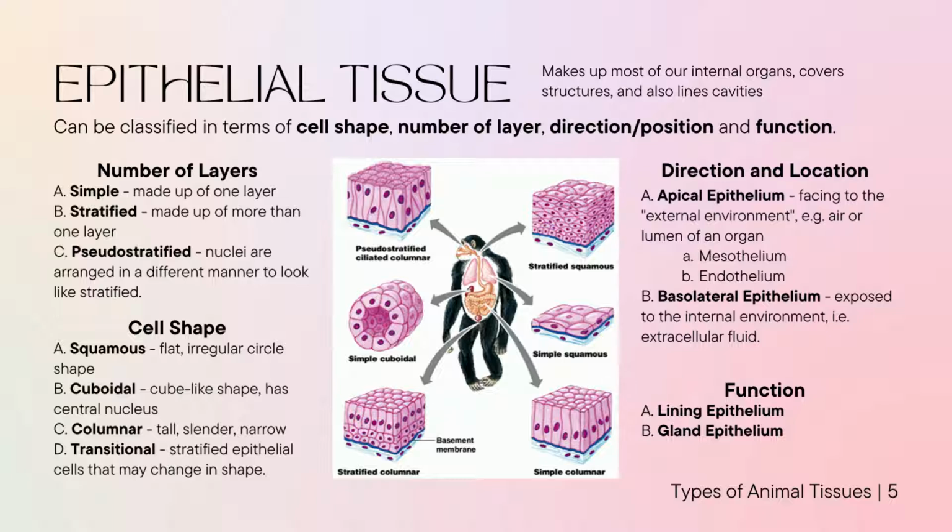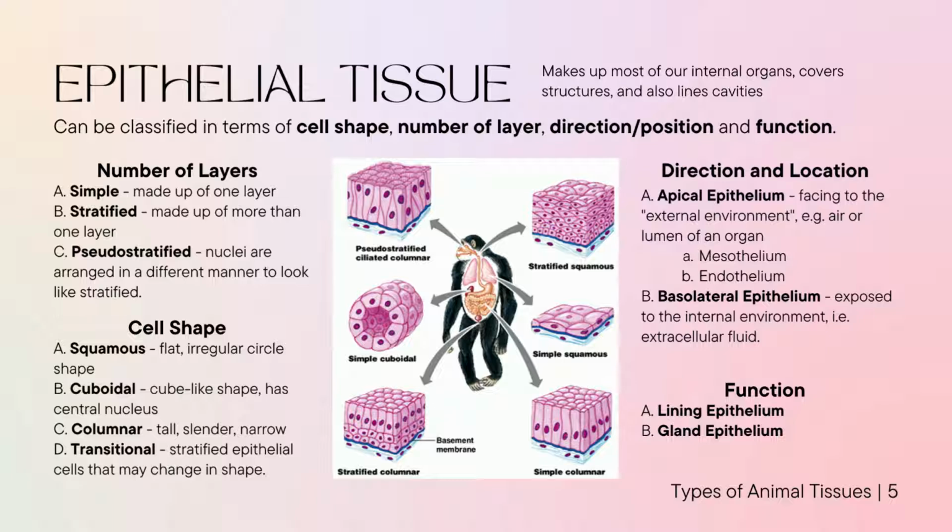Okay. Next is direction and location. We have two. When the epithelium faces the external environment, for example the air, or the lumen, the opening or the cavity of an organ, it is called an apical epithelium. Under apical epithelium, we have two: the mesothelium and the endothelium.